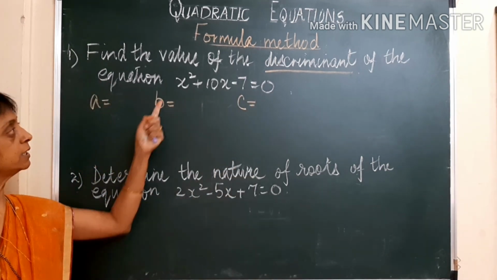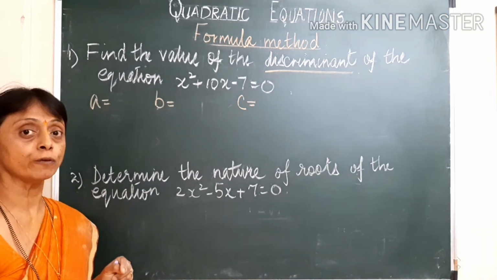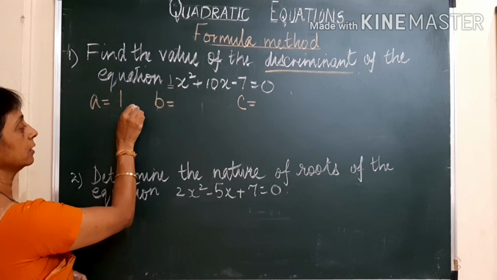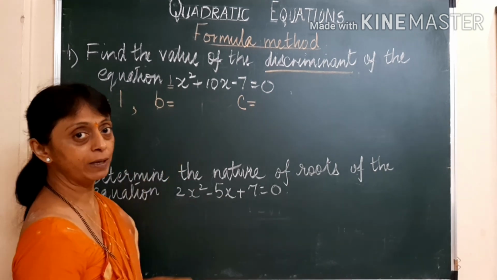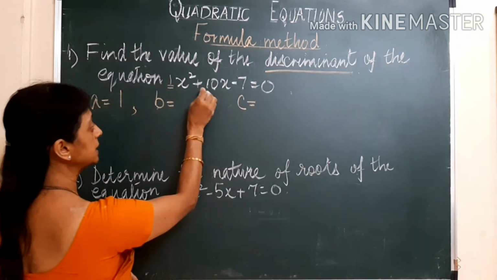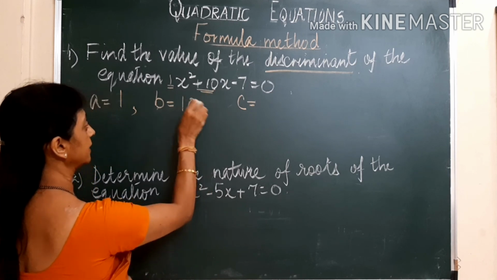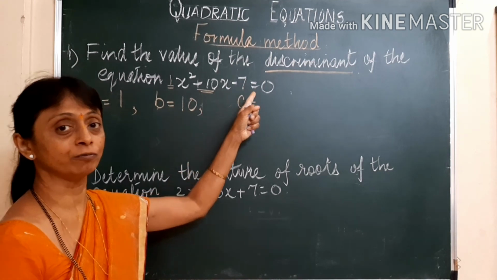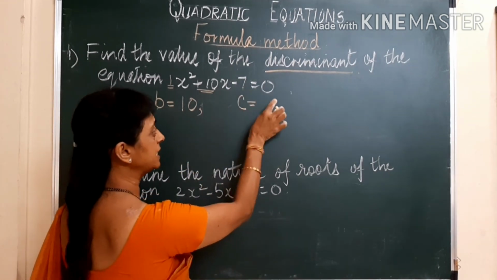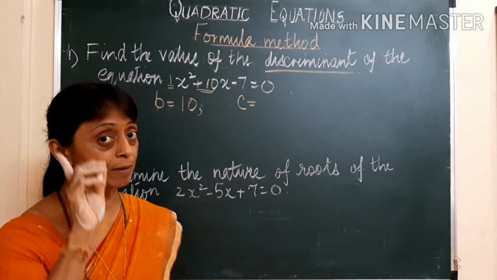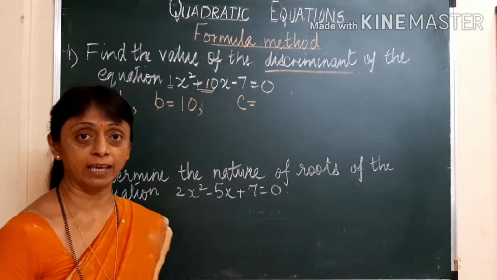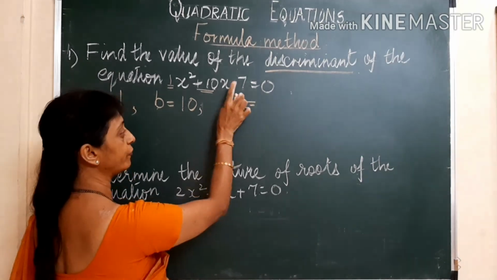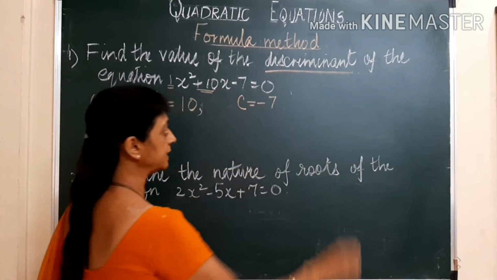So over here, what is a? A stands for the coefficient of the square term. So over here it is 1. Value of b is the coefficient of the middle term, that is 10. And what about c, children? c is the value of the constant. Can I write it as only 7? Definitely not. Remember, all these values of a, b and c will be written along with the sign that they have before them. So it is -7.